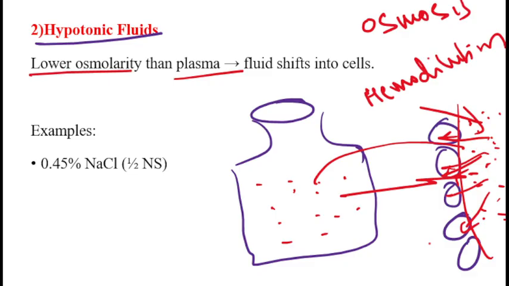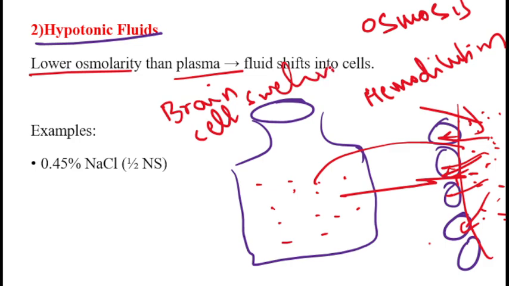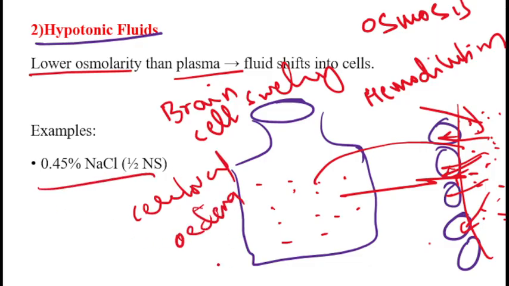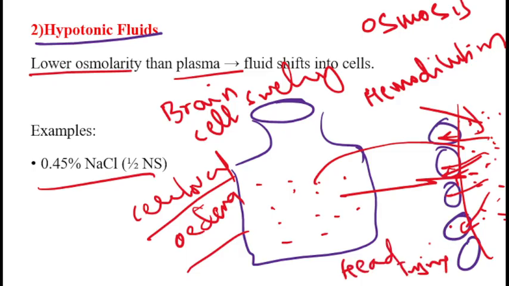When hemodilution happens, the water content starts shifting from the blood vessel into the cells, and this mainly causes brain cell swelling, which causes cerebral edema. That is the reason why these kinds of fluids, such as half NS or even dextrose, are not administered in the case of head injury: they cause osmotic flow of fluid from the blood vessels into the cells and swelling of the cells.